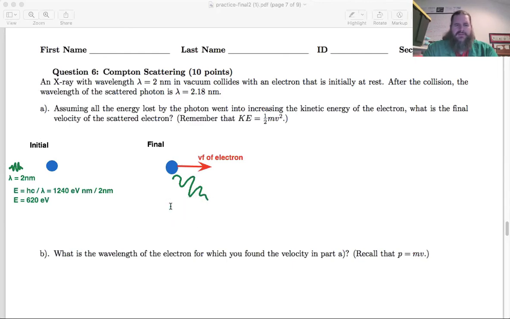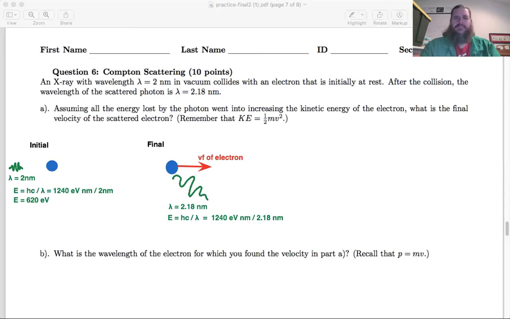And then in the final situation, we can figure out the final amount of energy it has. The photon still has hc over lambda, so that's 1240 electron volt nanometers divided by 2.18 nanometers. So 1240.